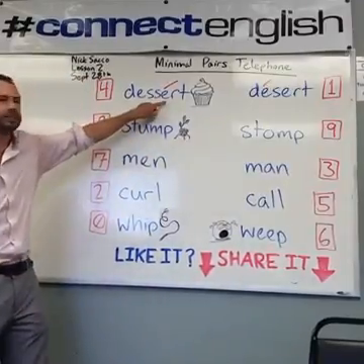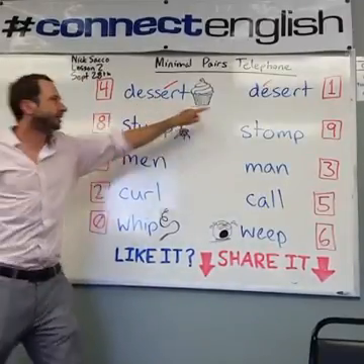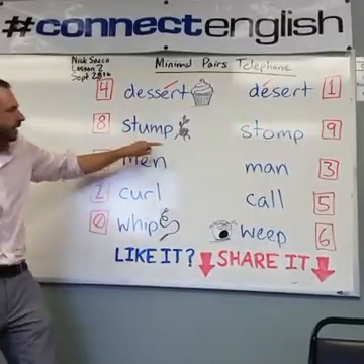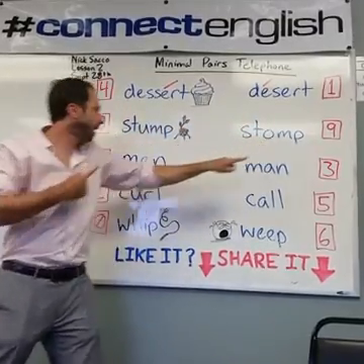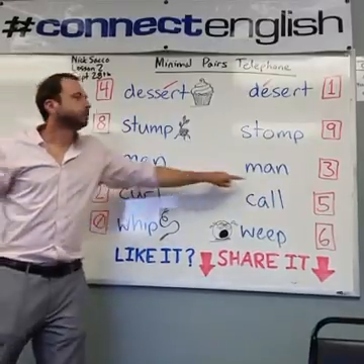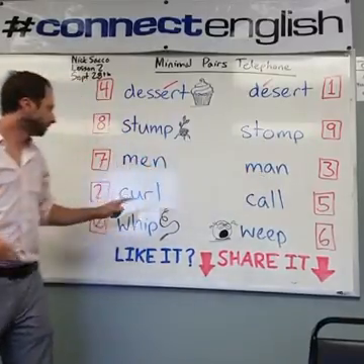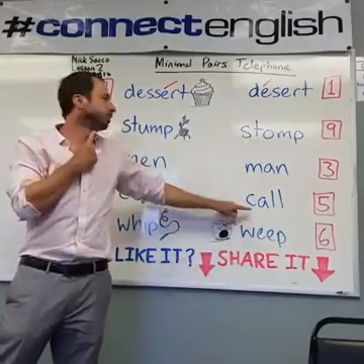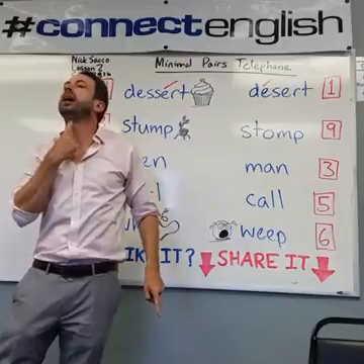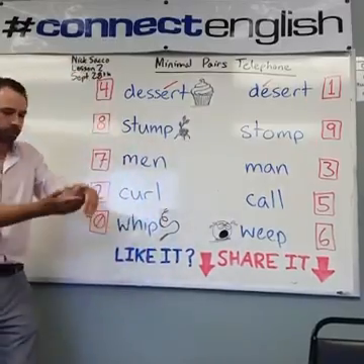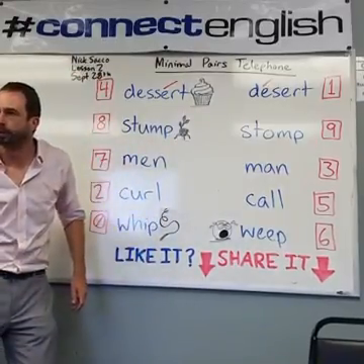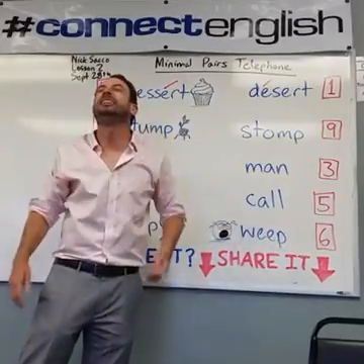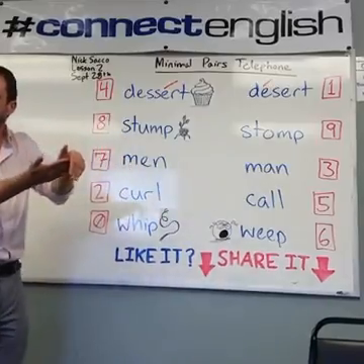All right, let's do one last review, then we'll say goodbye. Everybody together, this one is dessert. Dessert. Good. Desert. Desert. Good. Stump. Stomp. Yeah. Stomp. Man. Man. Yeah. Curl. Curl. Call. Call. Remember that call and stomp are the same sound. And this one, low tongue, lots of air. Whip. Whip. Okay. And this one, weep. High tongue. Good. All right, you guys.